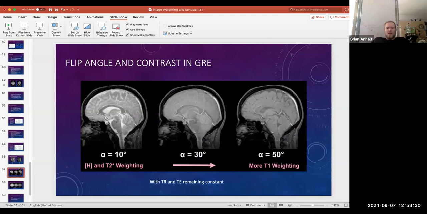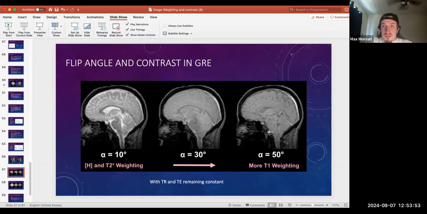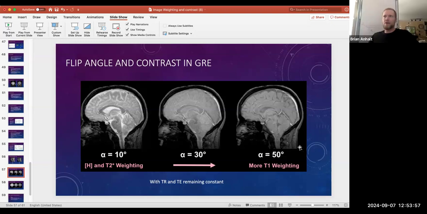Here we go. With TR and TE remaining constant, look what happens when we change our flip angle. Just based on the way these images look, what's happening as we increase our flip angle? Just comment on the signal and the contrast. The fluid gets a little darker. Fluid's getting darker, right? Can anyone guess why that's happening here?